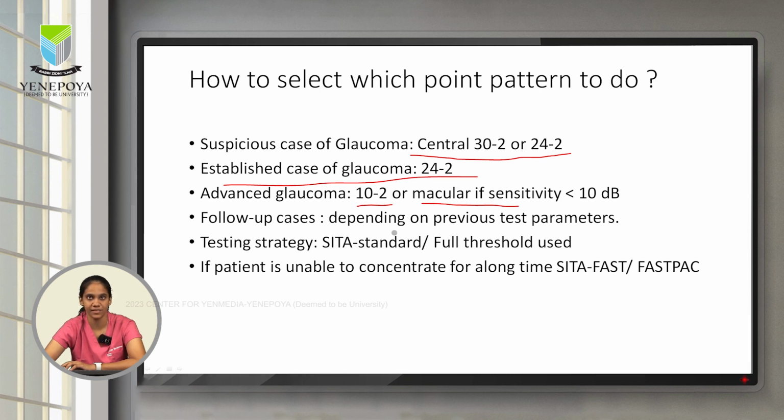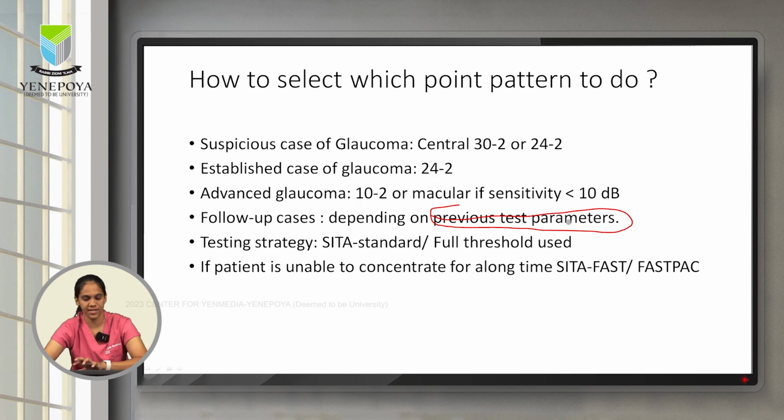In follow-up cases, this is important, please note this down, you decide based on your previous test parameters. So what exactly do you mean by this? You do a 24-2 on the first visit of the patient. The next visit, whenever that is, 3 months, 6 months, do the same point pattern. And if it was 30-2, it's okay, you can still do 24-2 because you are just constricting the field when you compare to the 30-2. The testing strategy will be Sita standard or full threshold. If the patient is unable to concentrate for a long time, then you go for a Sita fast or a fast pack.